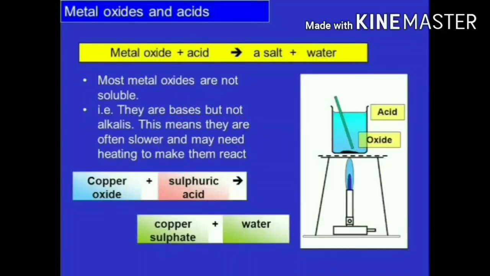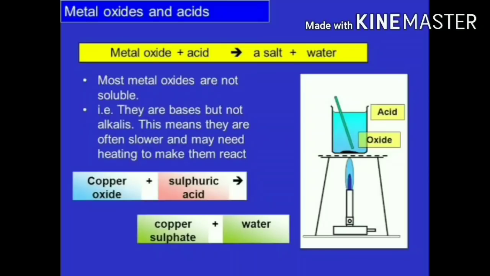The third reaction what we have seen is metal oxides reacting with acids. Metal oxides are generally basic in nature. So when they react with acids, they form the respective salt and water, resembling a neutralization reaction. Most metal oxides are not soluble. They are bases but not alkalis. This means they are often slower and may need heating to make them react.